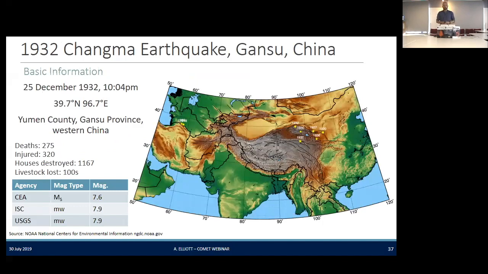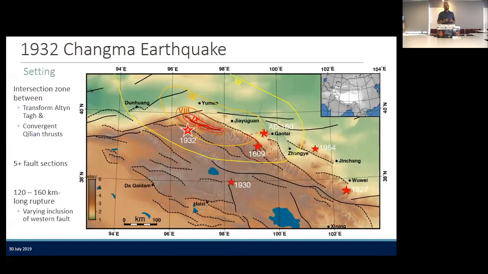environments. I want to talk about the next example, for which we have more instrumental data, the Changma earthquake in Gansu, China. It happened on Christmas Day in 1932. It was well documented at the time by intensity reports and damage, and over the subsequent decades, the fault rupture was identified in the field and has been studied many times, although the reported results have conflicting kinematics and descriptions of what exactly ruptured, what the nature of this earthquake was.